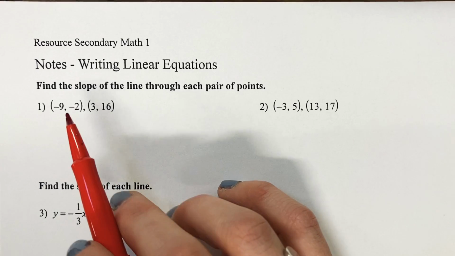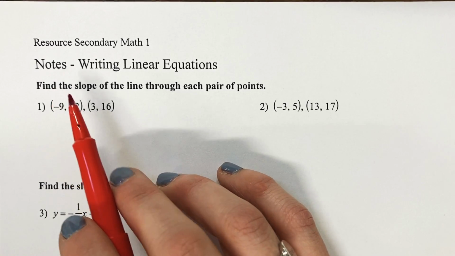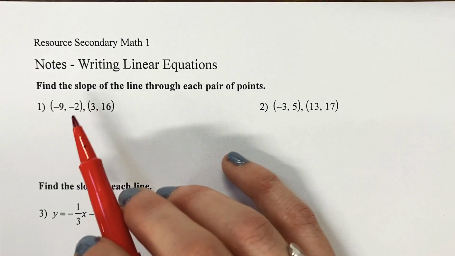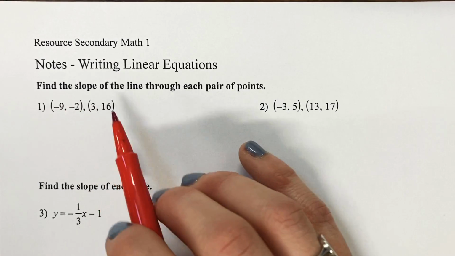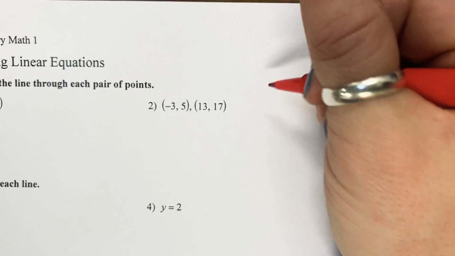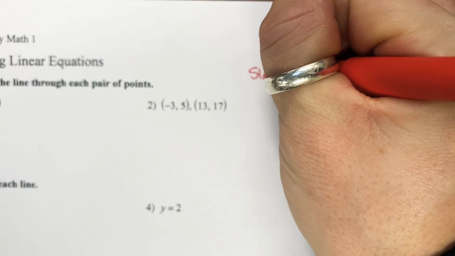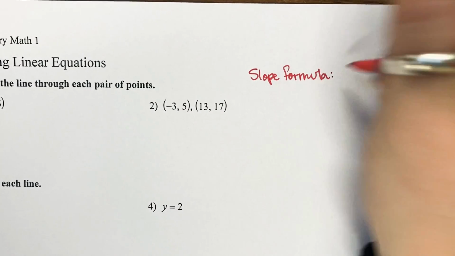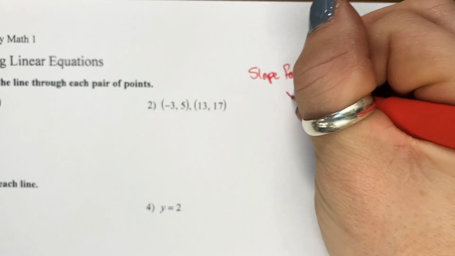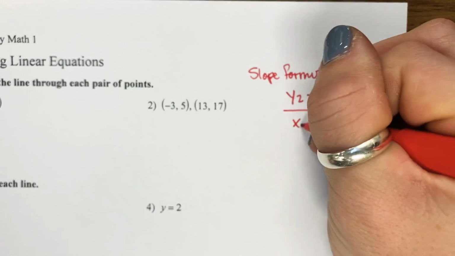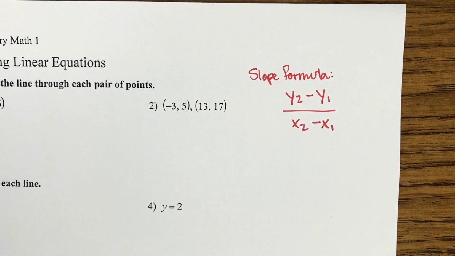For numbers 1 and 2, it's asking us to find the slope of the line through each pair of points. So we're finding the slope when given 2 points. When we have to find the slope given 2 points, we have to use the slope formula. Let's write that down. Our slope formula is y2 minus y1 over x2 minus x1.